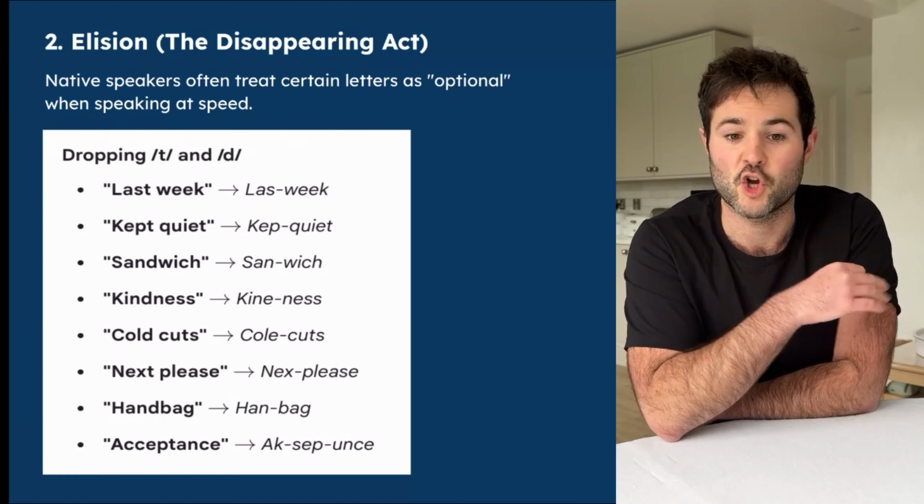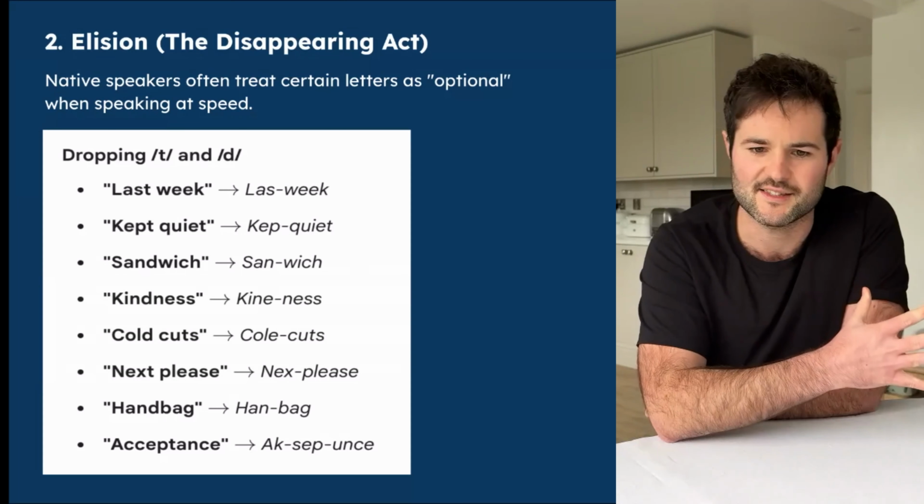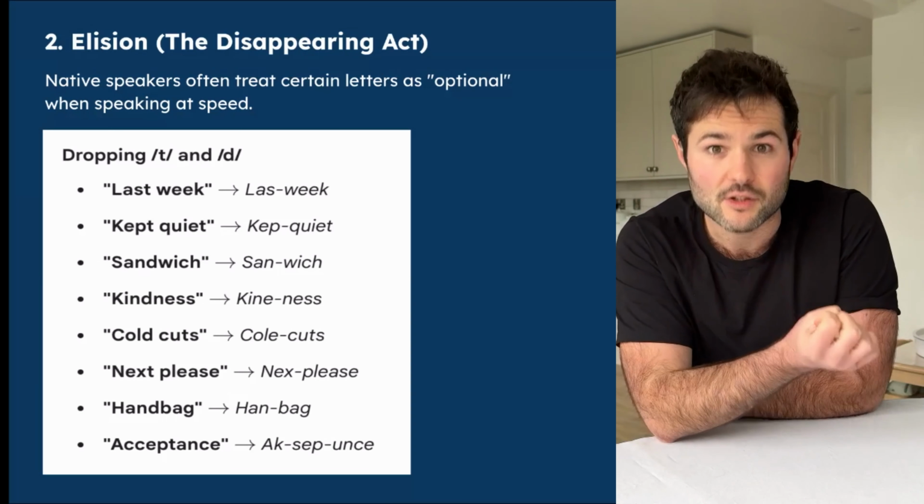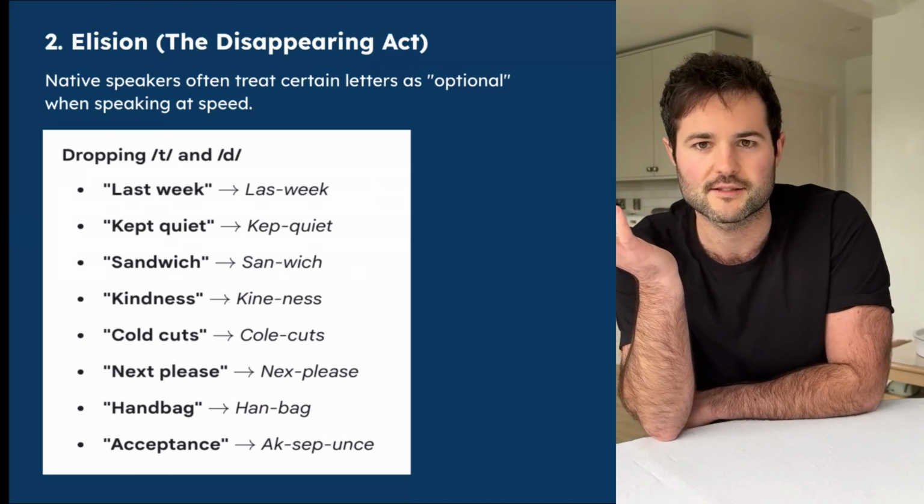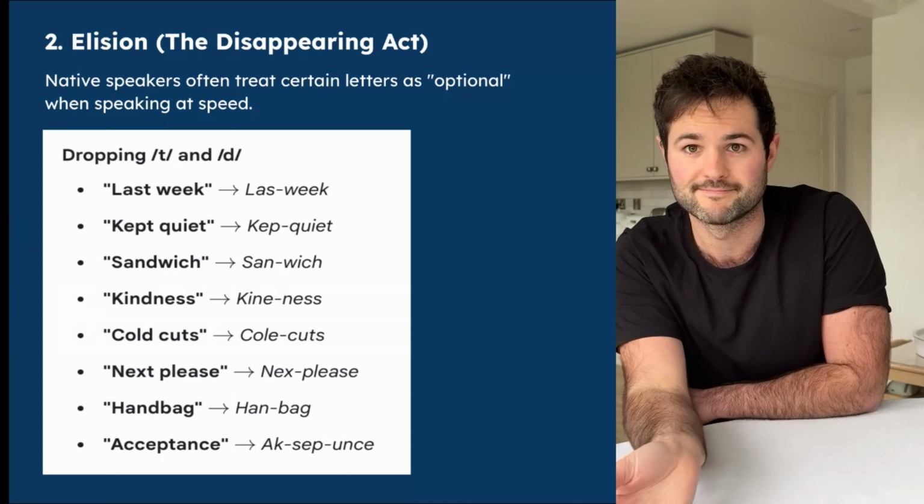After that, we have cold cuts. The D kind of becomes an E, a very subtle E. So it's like cold cuts. I'm going to make myself a sandwich with cold cuts.